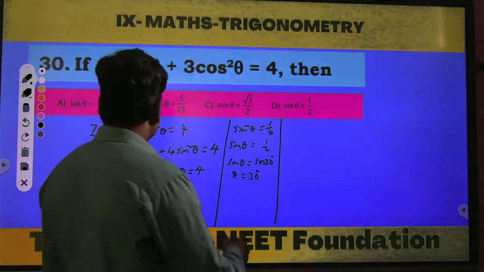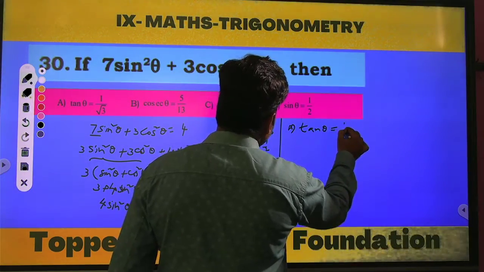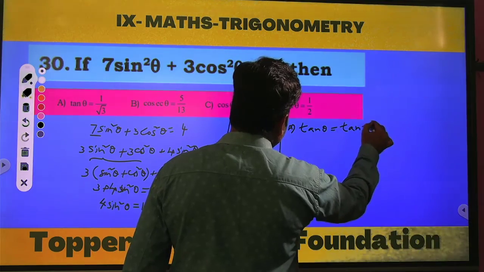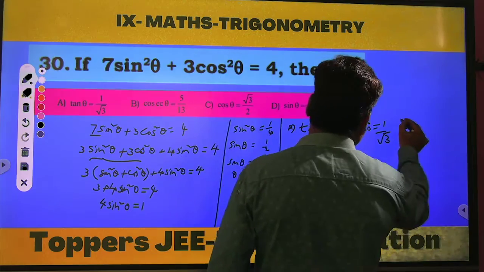Now let us check options. First option, option A, tan theta. Tan theta means here theta is 30 degrees, tan 30 degrees is equal to 1 by root 3. Yes, so option A is correct.